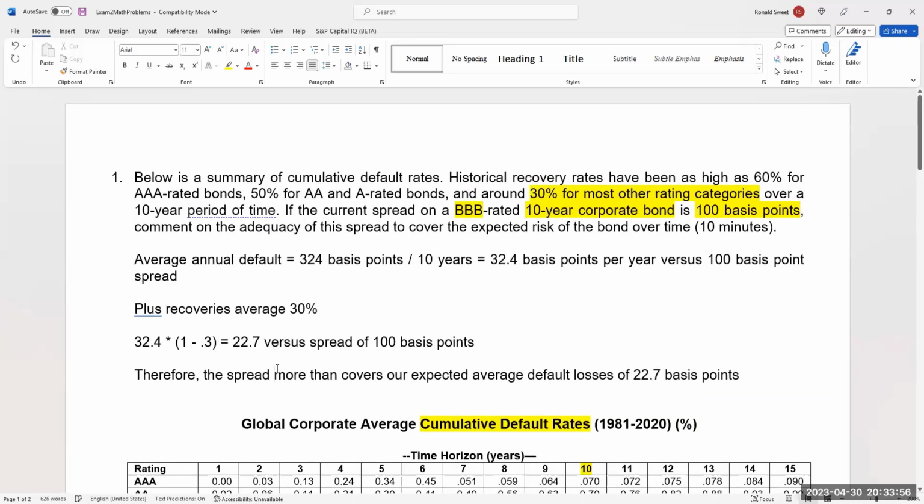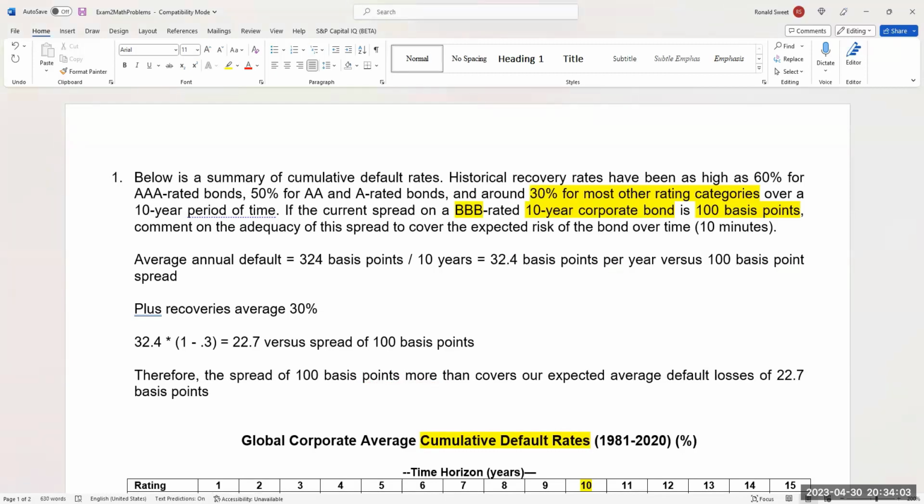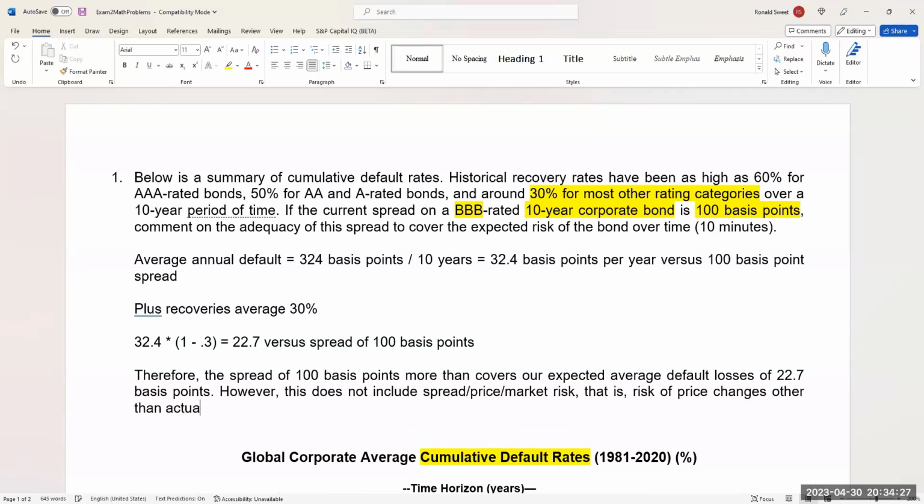So the spread, 100 basis points, more than covers. However, this does not include spread, price, or market risk. That is the risk of price changes other than actual defaults. For example, spreads gap out in recessions, causing price losses even if the bond does not default.